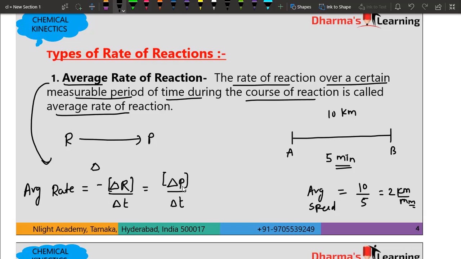So this is the average. Average means over a particular measurable period of time. It may be 0 to 10 minutes, it may be 10 to 15 minutes or anything. It is a fixed period of time.